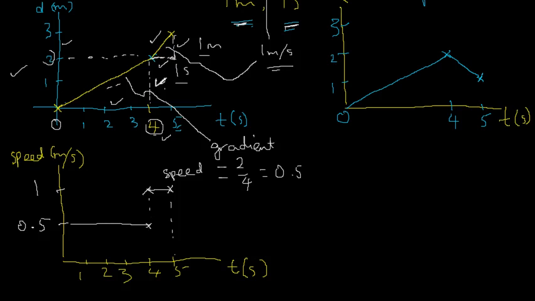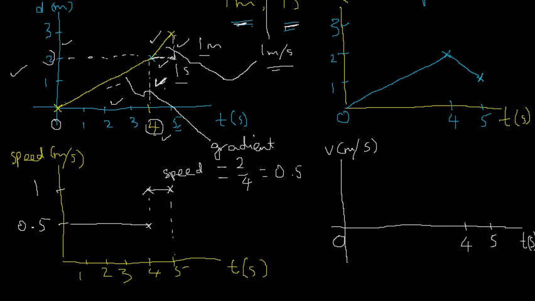Now, what about the velocity? Velocity is always a little bit more tricky because velocity has direction. So let's check this out. Now that's the time. And that's 5 seconds, 4 seconds, 0 seconds, and we are interested in the velocity in meters per second, but this time we have direction. So what happens in the beginning between 0 and 4 seconds?